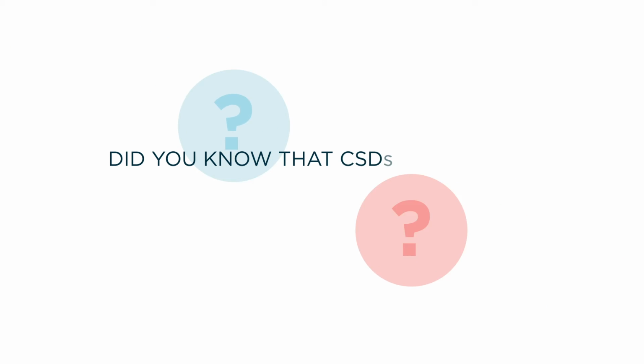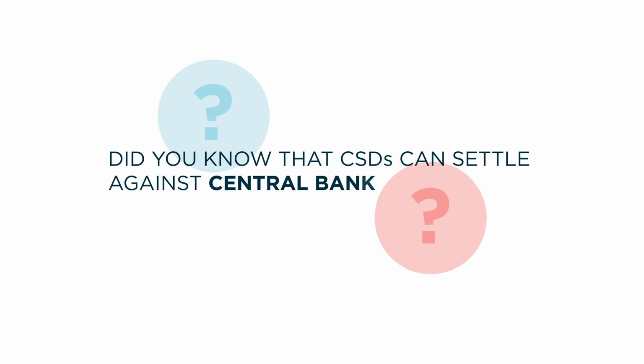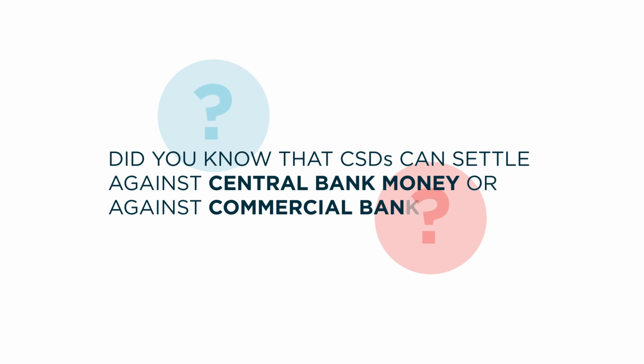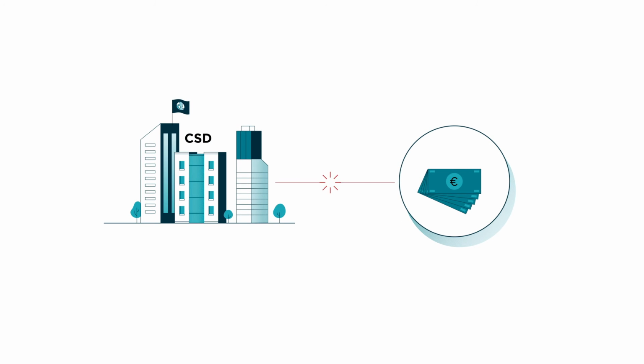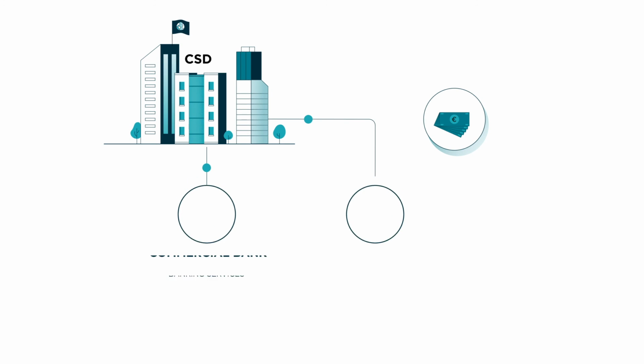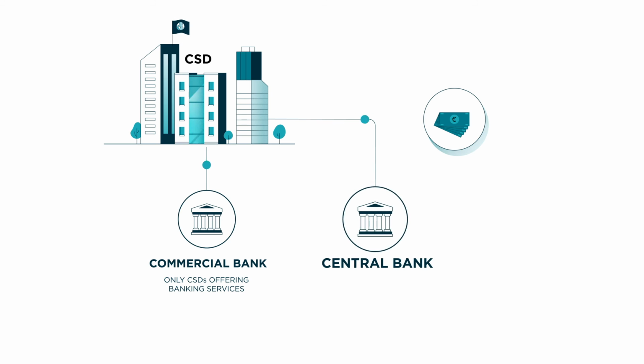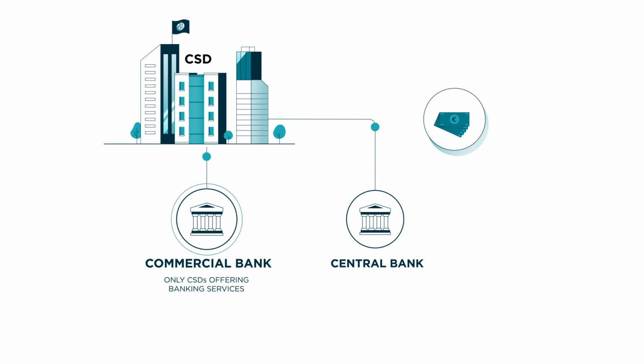Did you know that CSDs can settle against central bank money or against commercial bank money? To preserve the financial soundness of the settlement systems, CSDs most frequently do not take credit and liquidity risks and settle securities in central bank money, which means that the cash received for the payment of securities transactions comes from an account held by a CSD client at a central bank. Only CSDs authorized to offer banking services will settle securities transactions in commercial bank money.